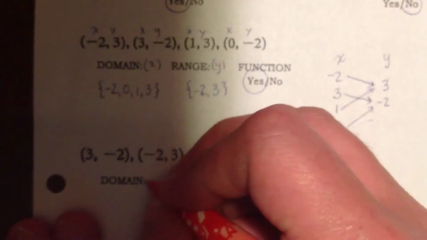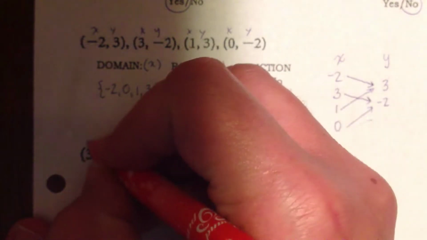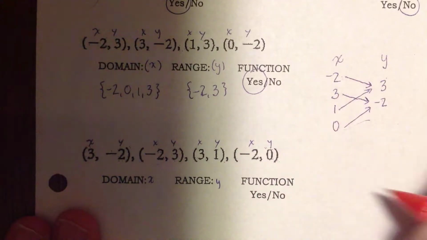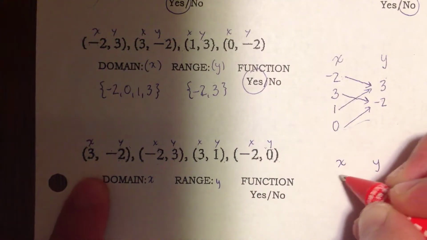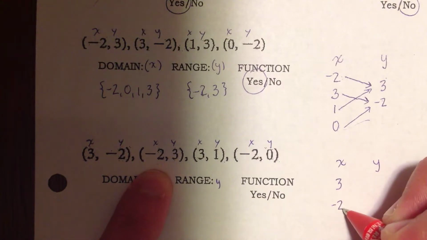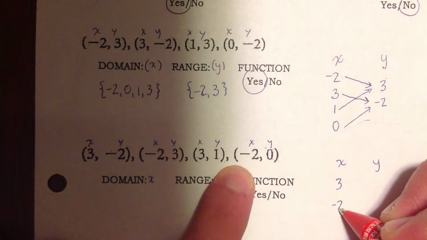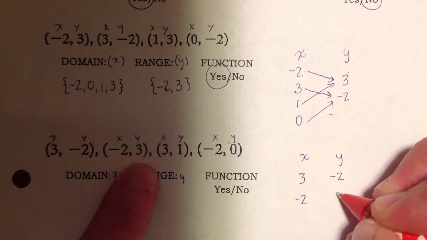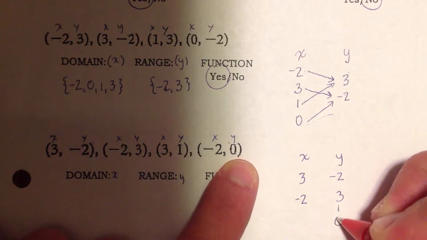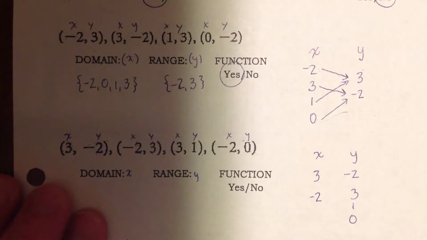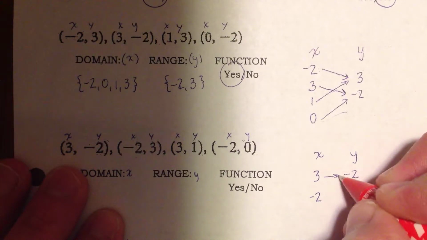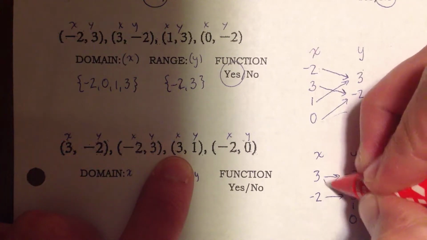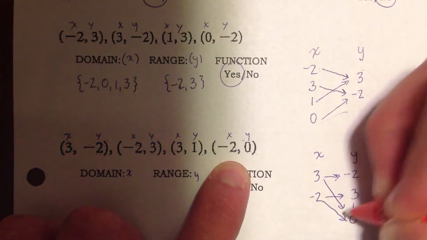In my next set of data, again, domains are x, ranges are y's. So I have x, y, x, y, x, y, x, y. So let's list my domains and ranges here. So I have 3, -2. Again, I have a 3 already, and I already have a -2. So let's list my ranges. I have -2, 3, 1, and 0 for my y values. So let's go ahead and match those up. 3 matches with -2. Negative 2 matches with 3, 3 also matches with 1, and negative 2 also matches with 0.